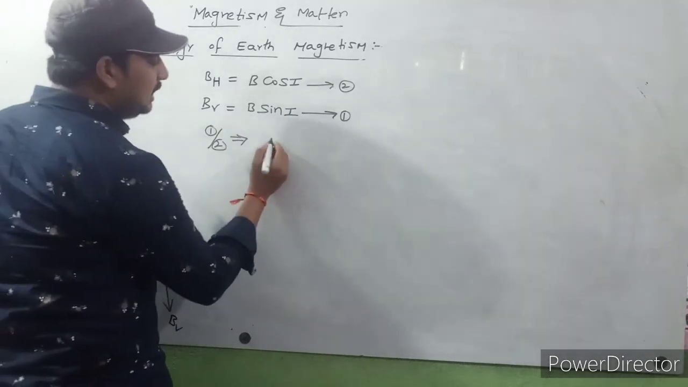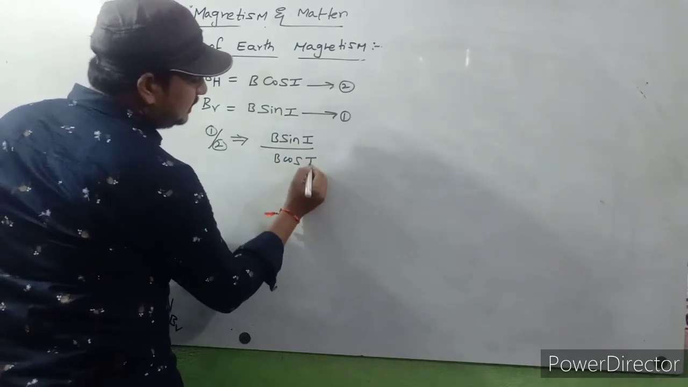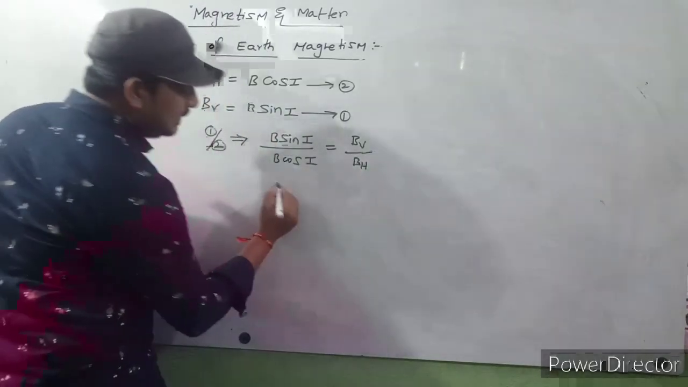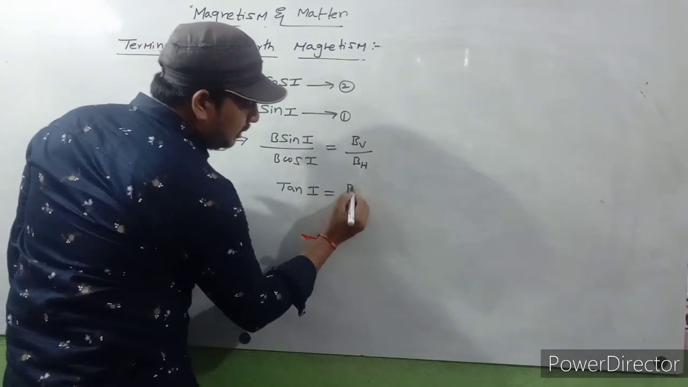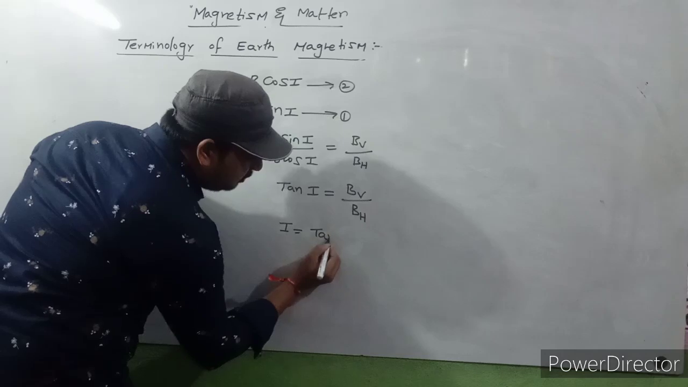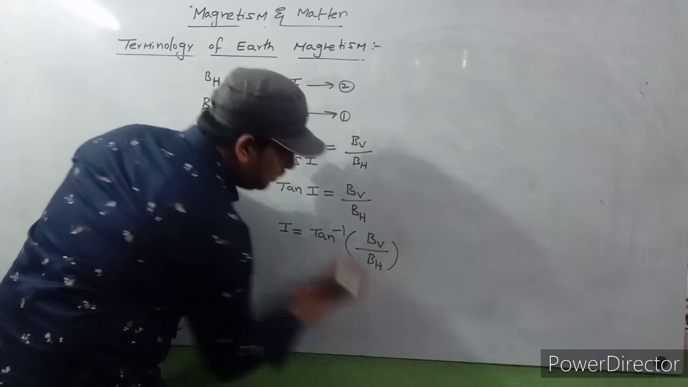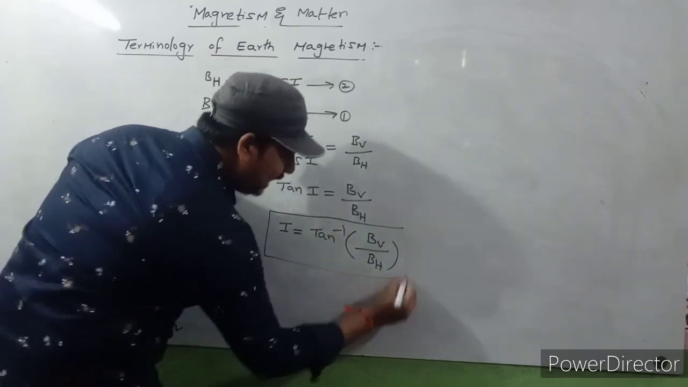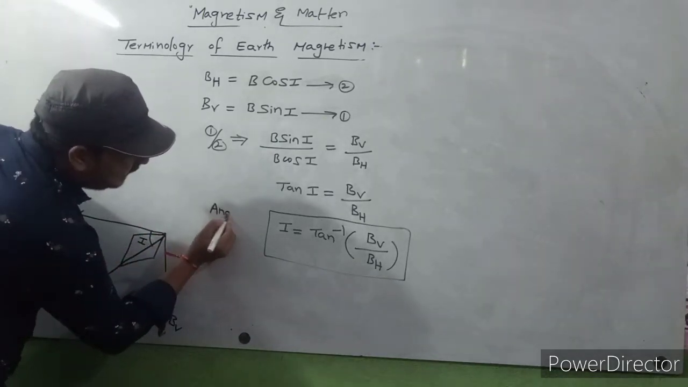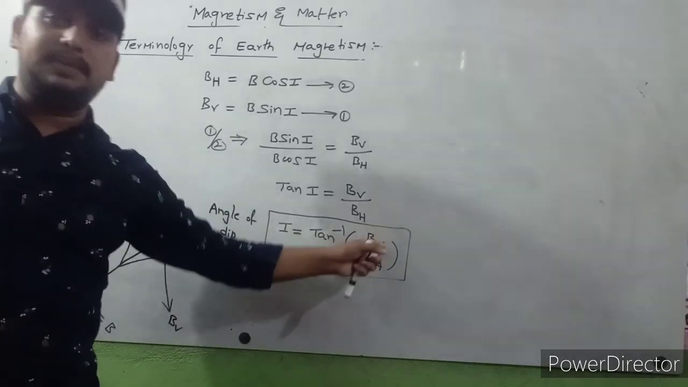Then 1 by 2 we will do, we'll get B sin I by B cos I is equal to BV by BH. B gets cancelled. Then tan I is equal to BV by BH. Then I is equal to tan inverse of BV by BH. This is called angle of inclination. What is the formula of angle of inclination or angle of dip? I is equal to tan inverse of BV by BH.